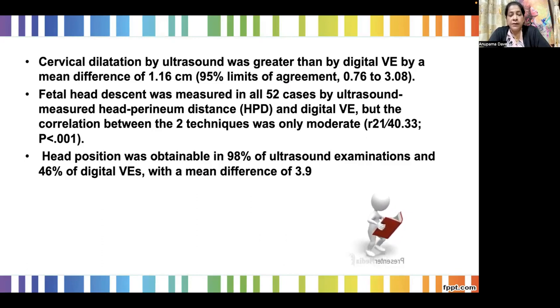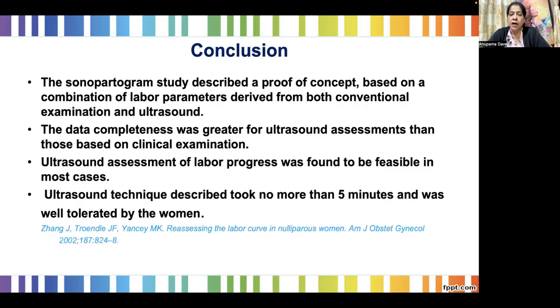Head position was obtainable in 98% of ultrasound examinations and only 46% of digital vaginal examinations, and there was a mean difference of 3.9. So their study concluded that the Sonopartogram described a proof of concept based on a combination of labor parameters derived from both conventional examination and ultrasound. The data completeness was greater for ultrasound assessments than those based on clinical examination. So ultrasound was better for assessment.